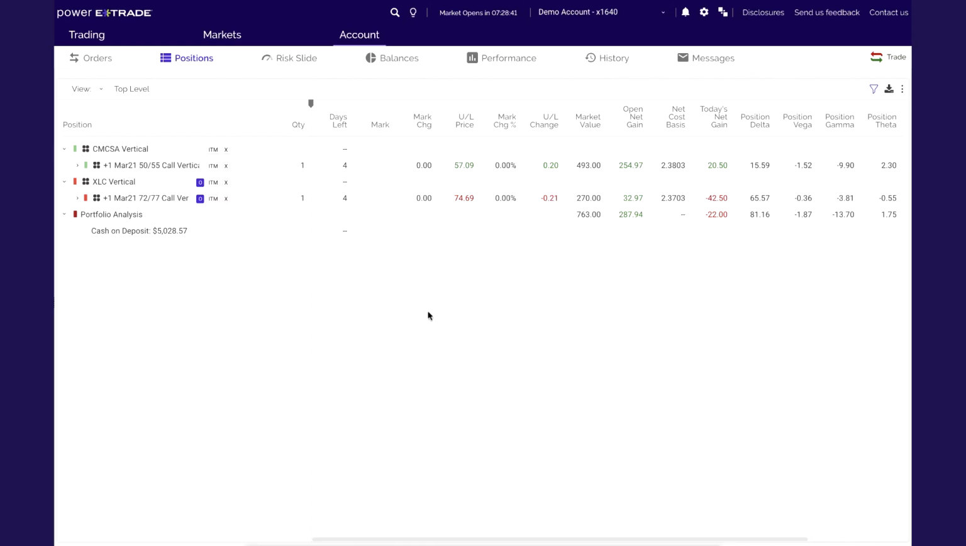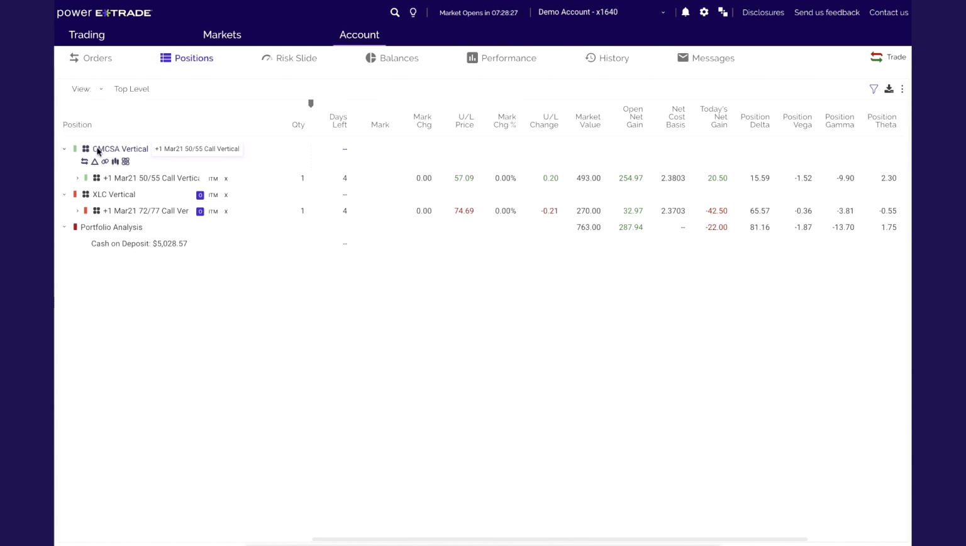To highlight the next tool, I have navigated to Accounts and Positions, and I want to show you how to get to the what-if scenarios for a part of the risk analysis suite. Here I've got Comcast, the vertical spread. Next to CMCSA, there are 4 little dots. We call those bentos, as in bento boxes.